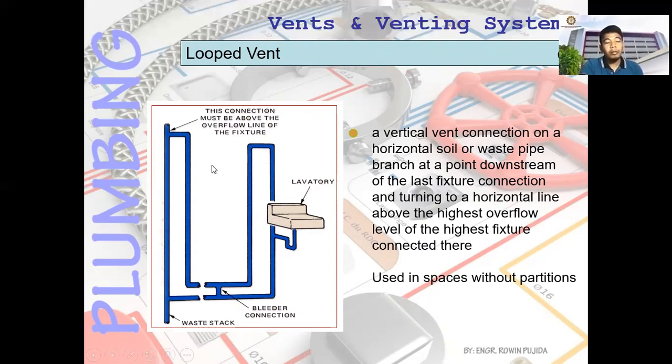So this is commonly used in fixture or in a toilet and bathroom without any partition. Okay? Since you have a smaller area, you can loop or you can just have your circulation of air in a small area. Okay, this is loop vent.